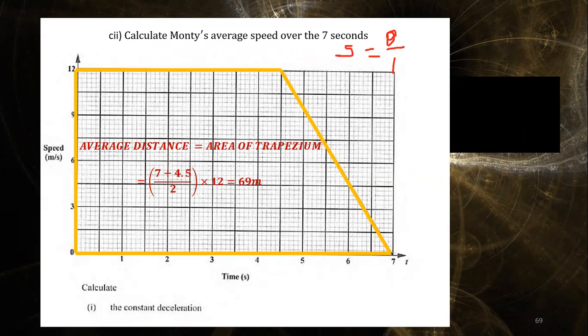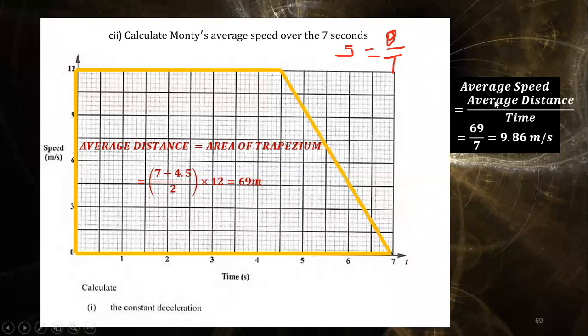So that's the distance, and speed is distance over time. Don't forget, speed is going to be distance over time. Hence, the average speed is going to be the distance divided by time, which is 69 divided by 7, which is 9.86 meters per second. Any questions there?